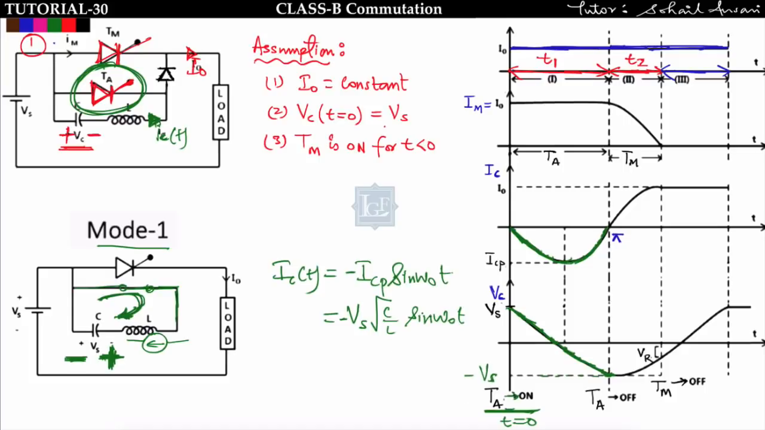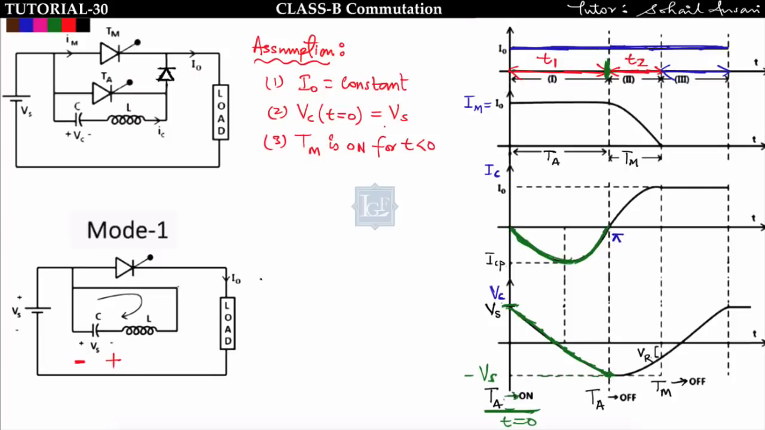Got it? So when thyristor TA is triggered, the capacitor current equation will be ICP sine omega naught t, like this, sinusoidal from 0 to pi, and at the same time the capacitor voltage will discharge, and again charge with reverse polarity, from minus to plus like this. So at the end of mode 1, what will be the voltage across the capacitor? The voltage across the capacitor will be minus Vs. This is the ending part of mode 1. Mode 1 will be from 0 to T1 only. For the T1 duration, the capacitor current will be like this, and the capacitor voltage will drop from plus Vs to minus Vs, and it will reach minus Vs.